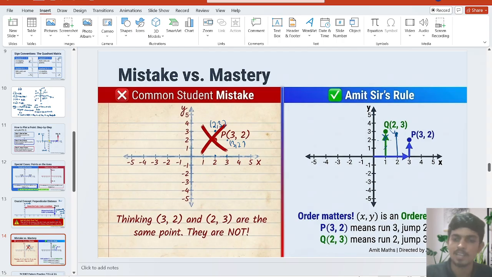Order matters in (x, y). (x, y) and (y, x) are both distinct. If x equals y, then (x, y) and (y, x) are equal, but only in that case. Here (3, 2) means run 3 and jump 2, and (2, 3) means run 2 and jump 3. Here we run in the x direction and jump in the y direction. So the coordinate of P, (3, 2), means run 3 and jump 2, and the ordered pair of Q, (2, 3), means run 2 and jump 3. I hope it is clear to you.